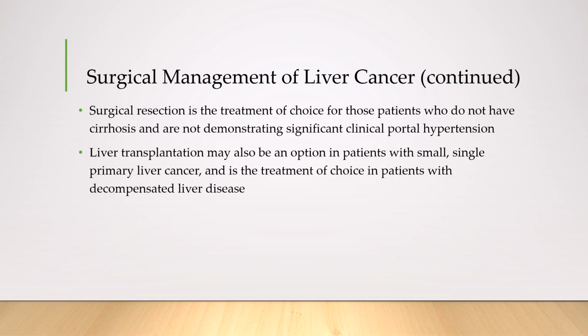Surgical resection is the treatment of choice for those patients who do not have cirrhosis and are not demonstrating significant clinical portal hypertension. Liver transplantation may also be an option in patients with small single primary liver cancer and is the treatment of choice in patients with decompensated liver disease.